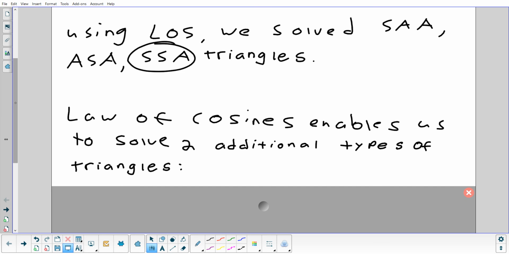Angle, side, that would be the same as this one. So angle, side we can do, but we do it with law of sines. Side, angle, side. You're like, well, isn't that the same as that? No. The difference with side, angle, side is the angle is between the two sides and not outside of them.